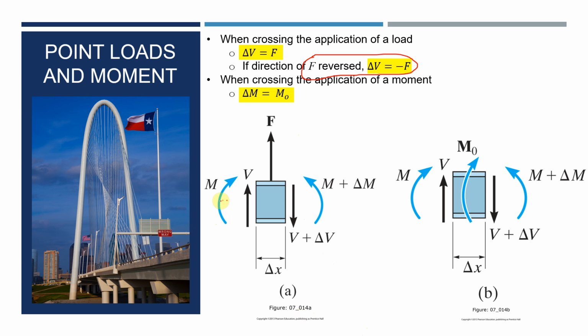Delta M in this case is just like what we found before. So now we have a step in M when crossing the application of a moment, and that would be this side of the diagram here.